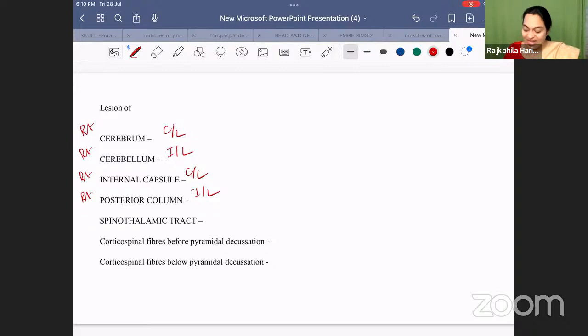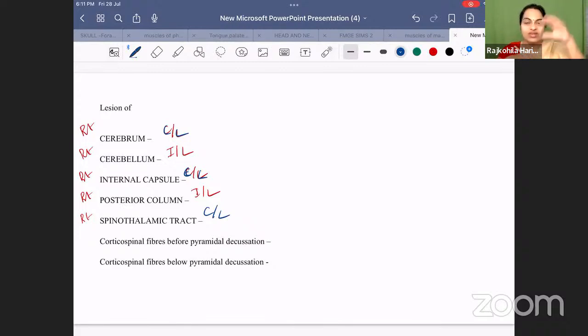What about the spinothalamic tract? What are the two spinothalamic tracts? The lateral and the anterior spinothalamic tract, and both are crossed. They cross in the anterior white commissure. So with a lesion of the spinothalamic tract, the patient will present with symptoms on the contralateral side.